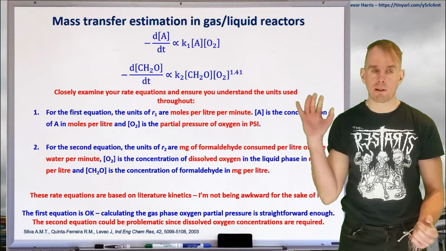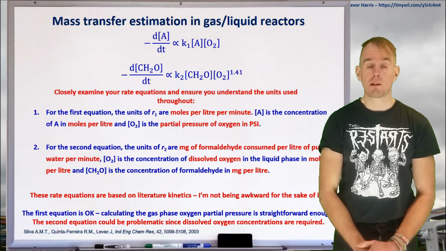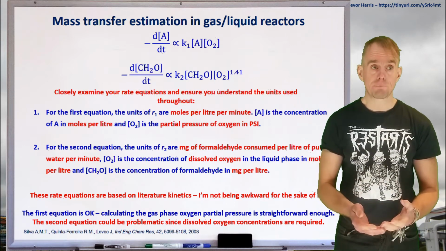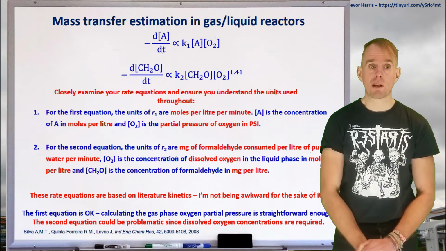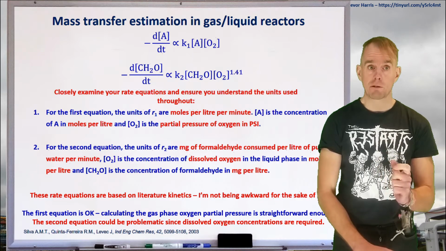You can go and look at this reference and you can go and see the full reaction, and you'll see that these are the units that are used. So this is a real world example, and this is the sort of thing that the chemical engineer has to deal with. As we've said, the first equation is okay. We've just got to be careful of those imperial units of the partial pressure, pounds per square inch.